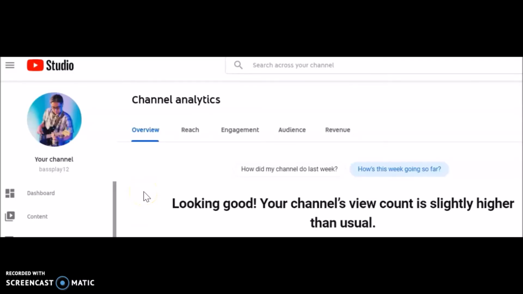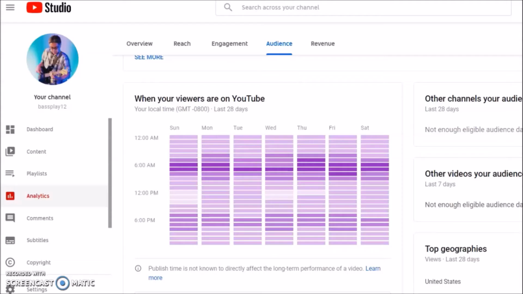Once you have clicked on Analytics, take a look at the upper menu at the top of your screen, and click on Audience. Once you have clicked on Audience, you're going to see a graph that shows the days of the week and the times that your viewers are on YouTube.